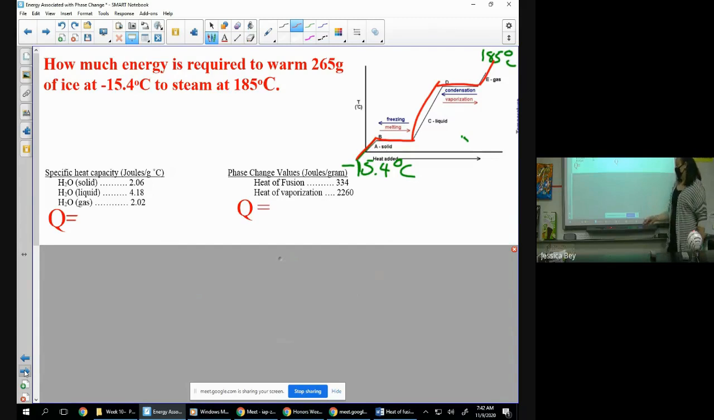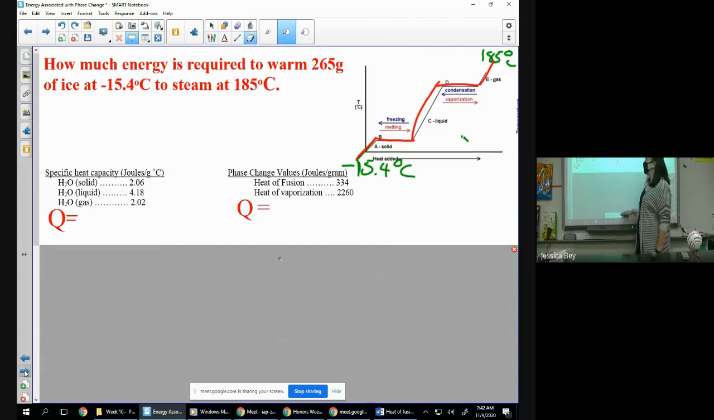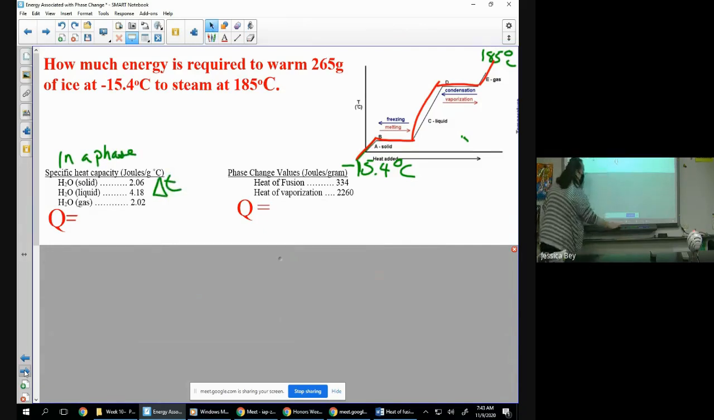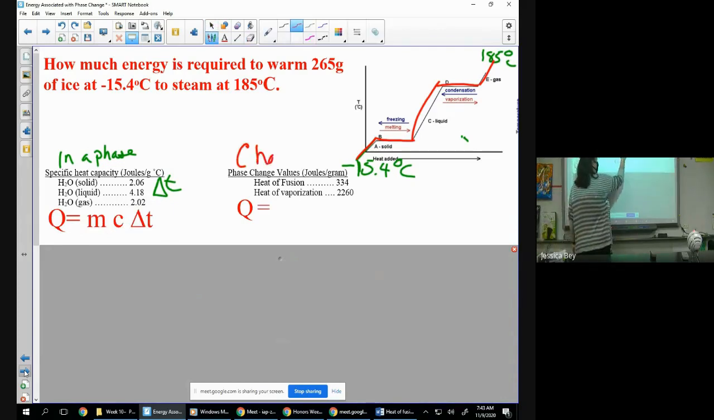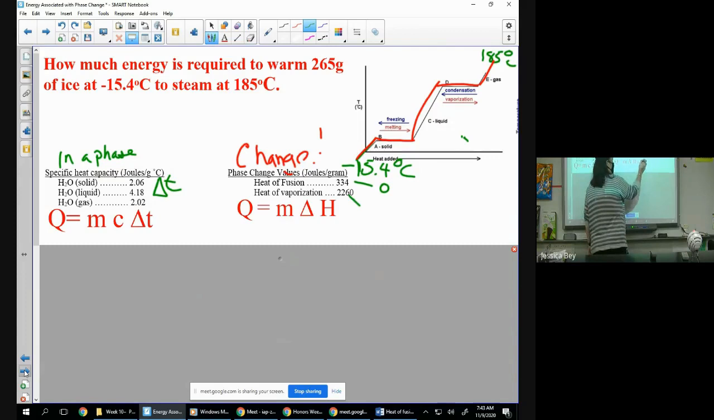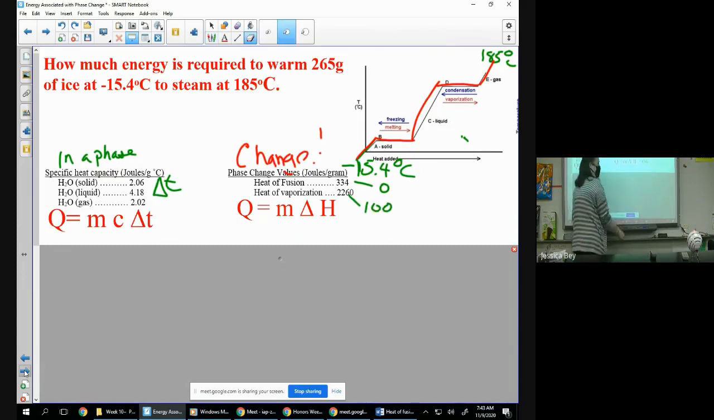So the other thing you want to remember is that when you are in a phase and you're changing temperature, you will do Q is equal to MC delta T. When you are changing phase and there's no temperature change, you just take your mass and multiply it by whichever one of these two you are doing. And remember, fusion is at 0, vaporization is around 100.